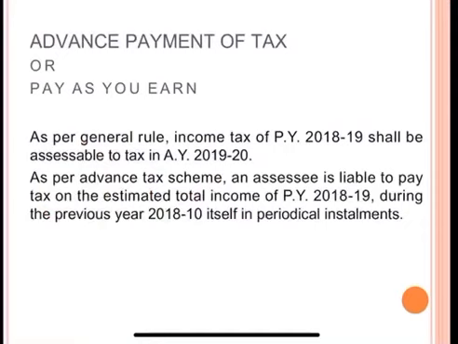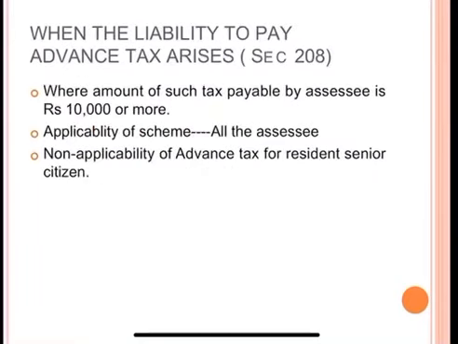But advance payment of tax says an assessee is liable to pay tax on estimated total income of previous year 2018-19 during that previous year 2018-19 itself in periodical installments. So when does the liability to pay advance tax arise? Where the amount of such tax payable by the assessee during that year, as computed in accordance with the provisions of this Act, is rupees 10,000 or more.